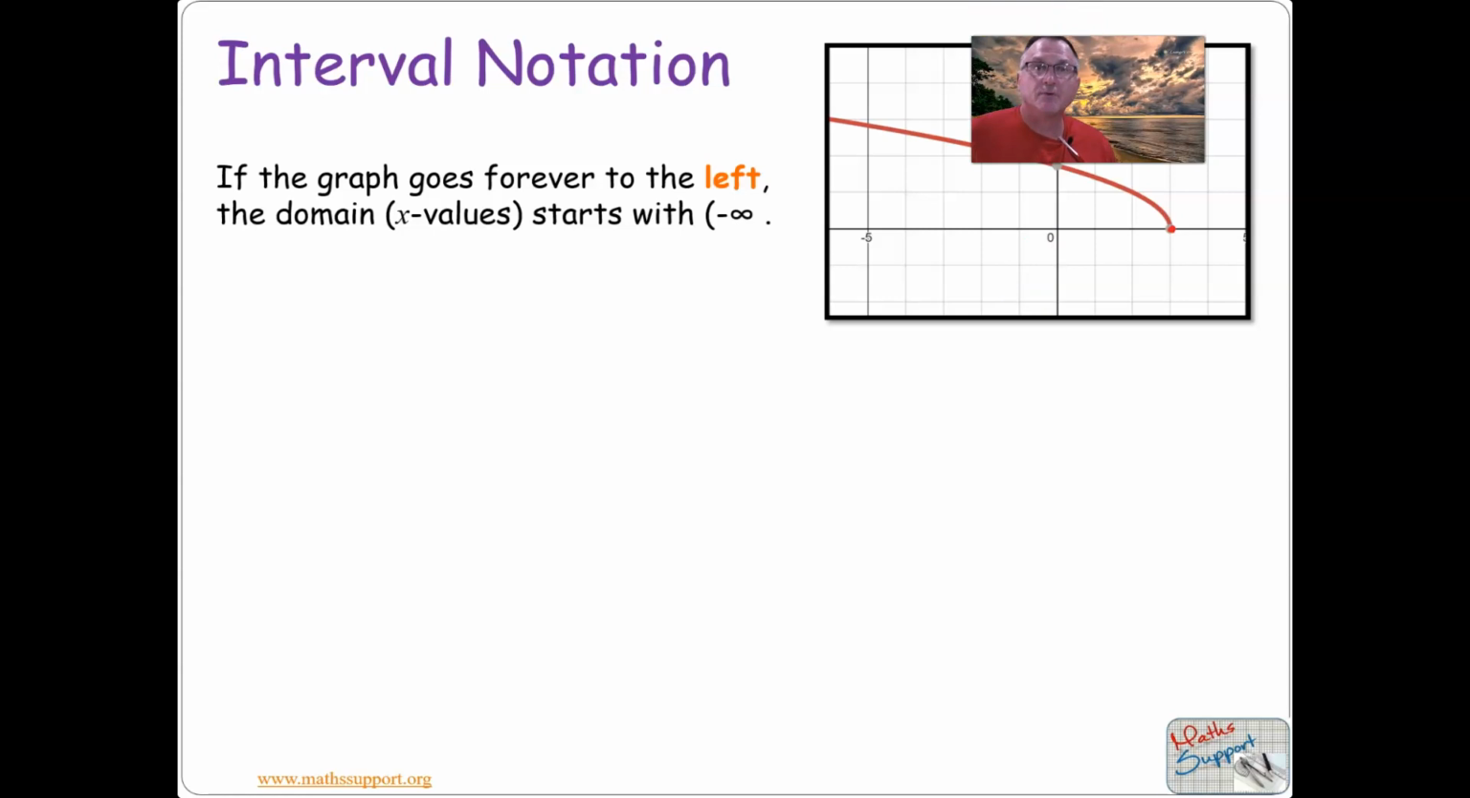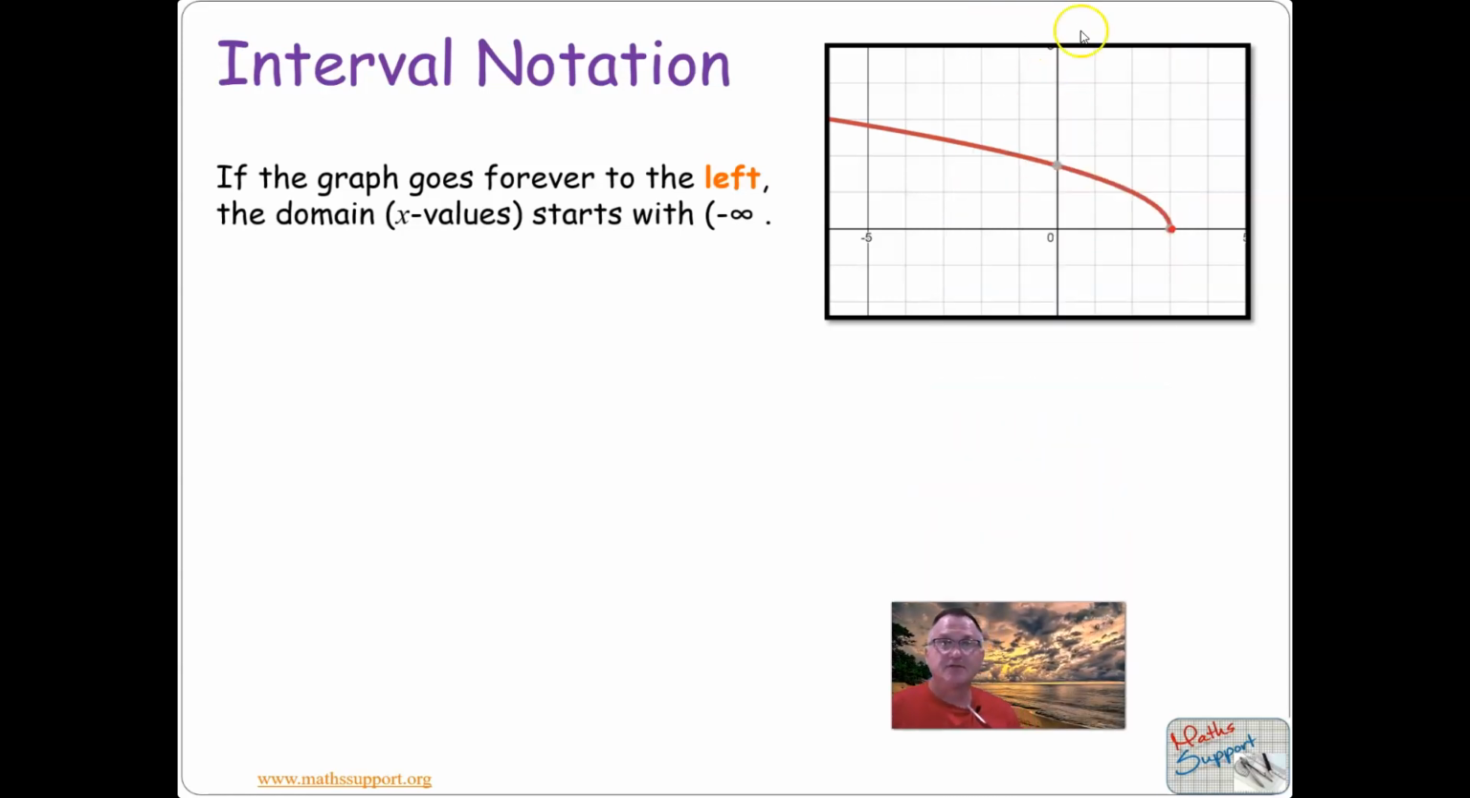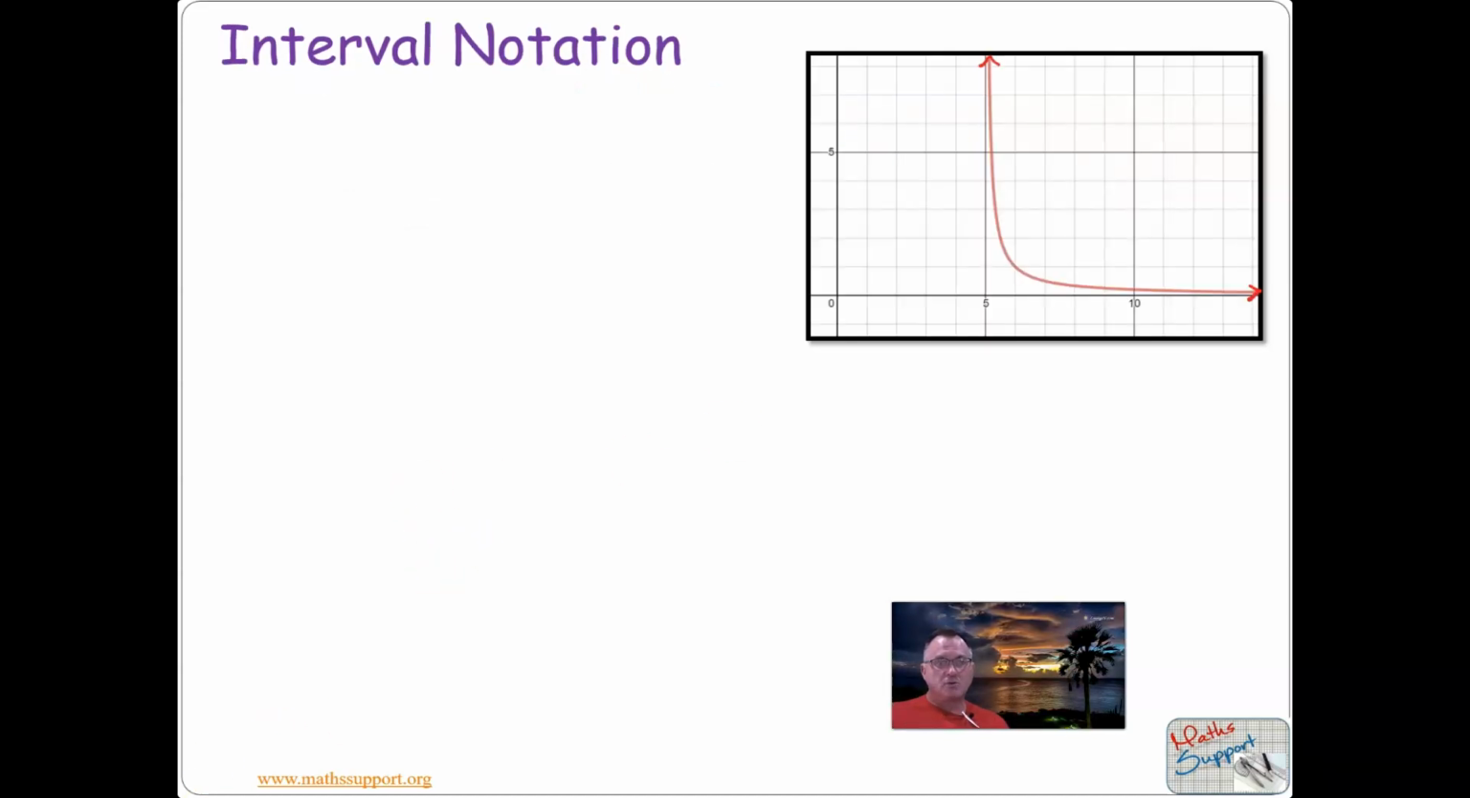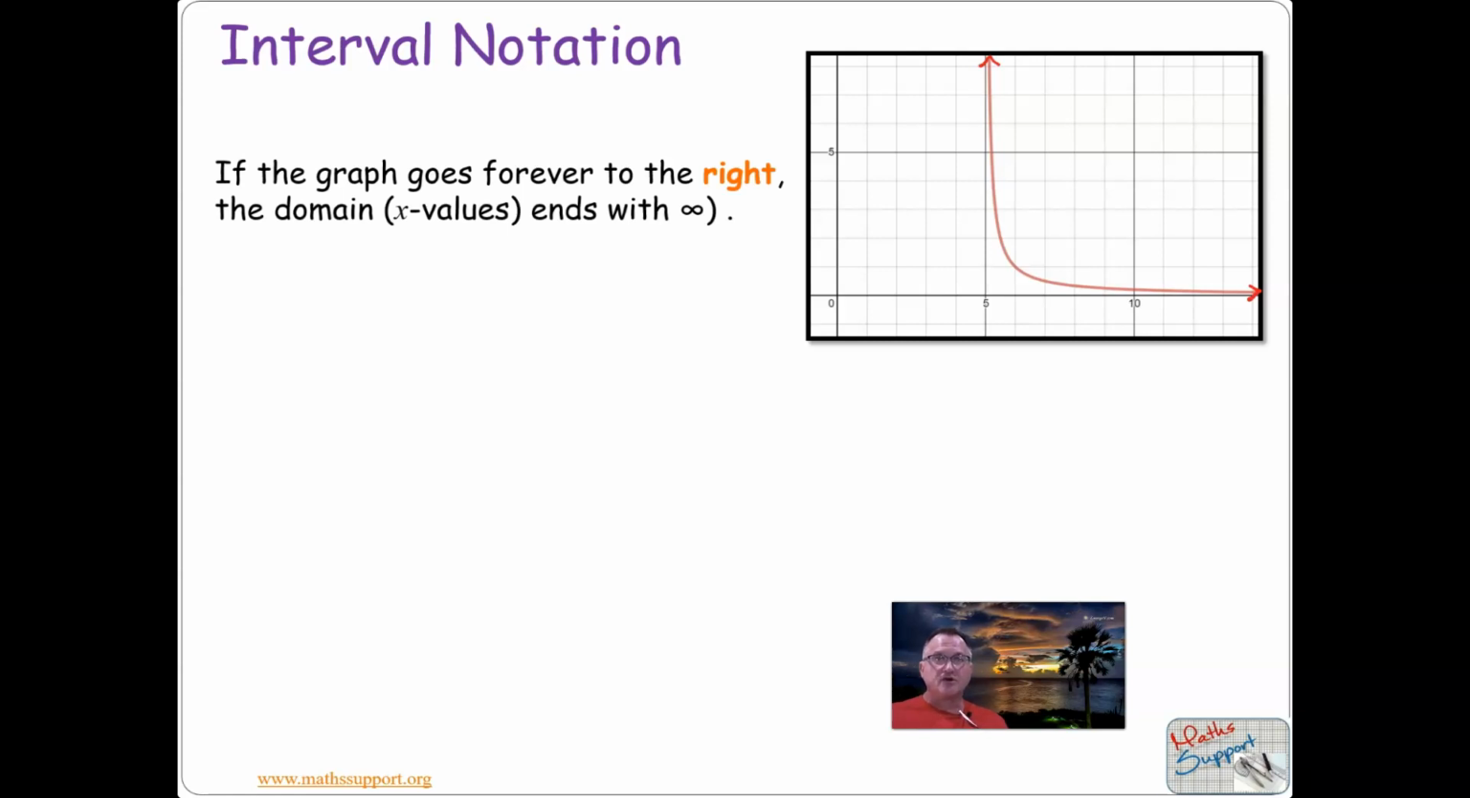All right, so here we've got a graph, and this graph keeps going forever to the left. Now, I didn't draw arrows on these, but that's what you would do. Okay, now here's one where the graph goes forever to the right.